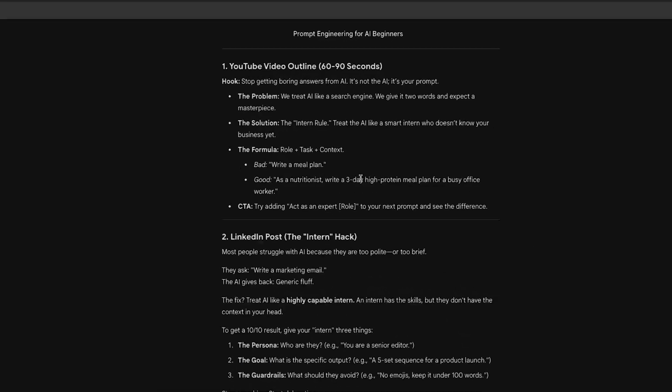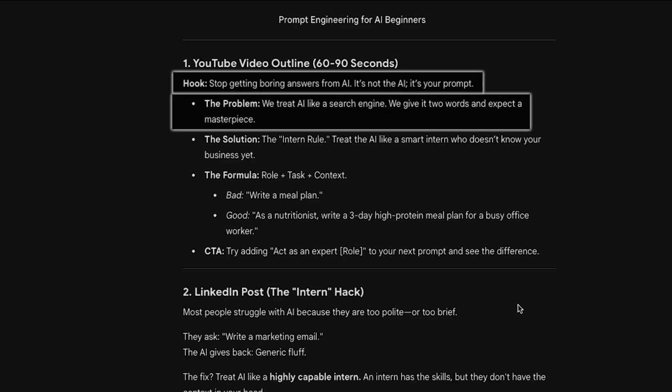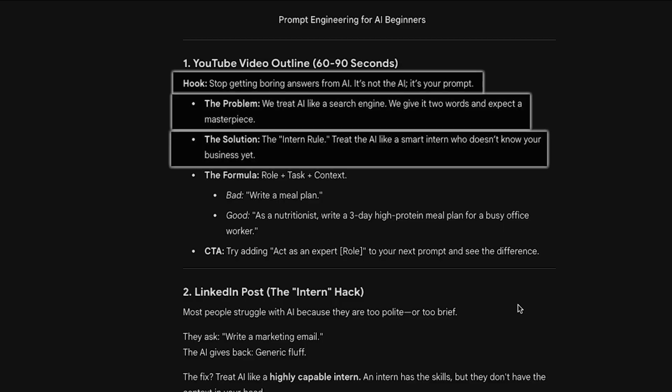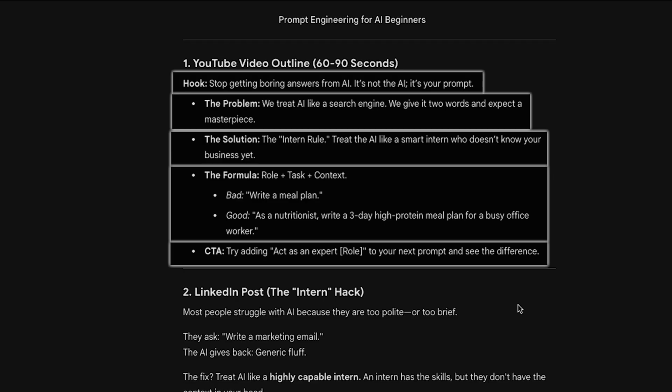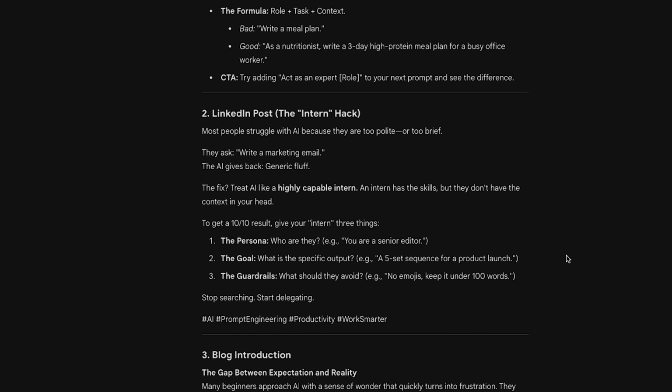Now let's look at what that produces. The AI produced a hook, the problem, a solution, and the formula. And it also created a call to action. That's a usable structure. You could record that today. Let's take a look at the LinkedIn post.